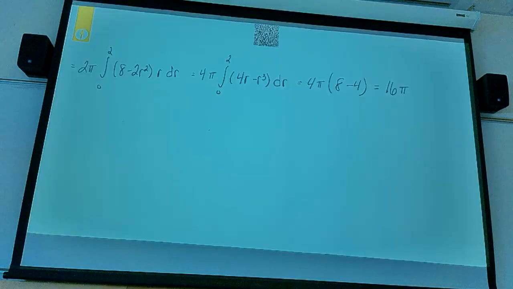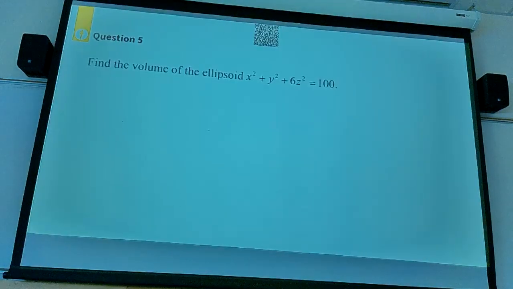And all of these have been fairly straightforward integrals. You can easily do them by hand. Remember, unless you're specified that you're not allowed to, you can just integrate with the calculator, which makes it even easier. This one's fine.